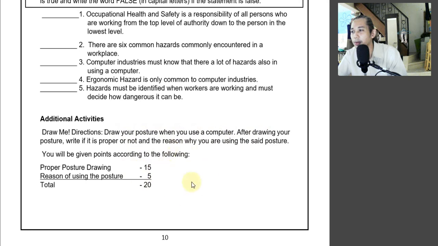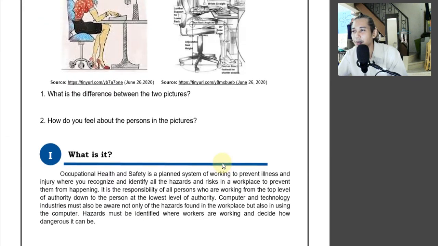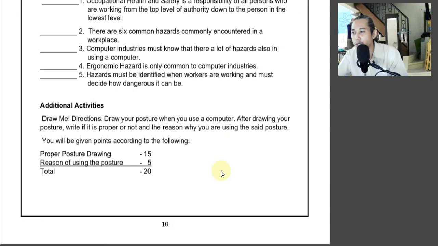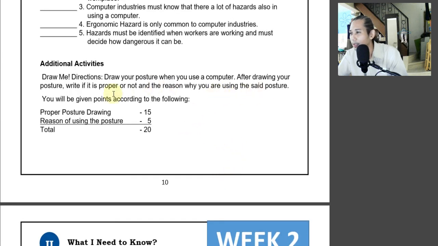So you're going to draw a person sitting at the table like this. Parang ito na yung pinagagawa ko. Ito na mismo yun. Kailangan raw makita natin yung proper posture using the computer. So, the posture of the drawing will be 15 points. Then the reason for using the posture. You are going to write a proper reason why you are using this posture. Bakit mo nagamit yun? For example, you just narrate your answer.